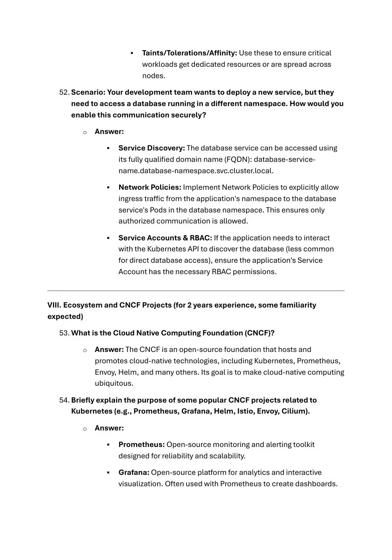Network policies. Implement network policies to explicitly allow ingress traffic from the application's namespace to the database service's pods in the database namespace. This ensures only authorized communication is allowed. Service accounts and RBAC. If the application needs to interact with the Kubernetes API to discover the database, less common for direct database access, ensure the application service account has the necessary RBAC permissions.